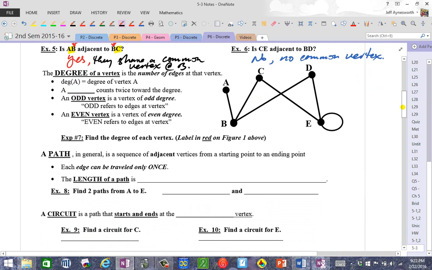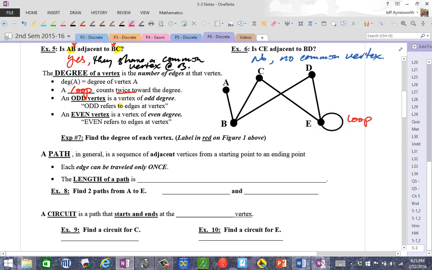All right. Now, the degree of a vertex is the number of edges at that vertex. We've talked about that before. DEG is our abbreviation for degree. We understand that every loop counts twice towards the degree, and I see a loop over here. So that has degree 2 on the loop, but 2 more over here, so a total of 4 at E. We'll talk about that in a minute here.